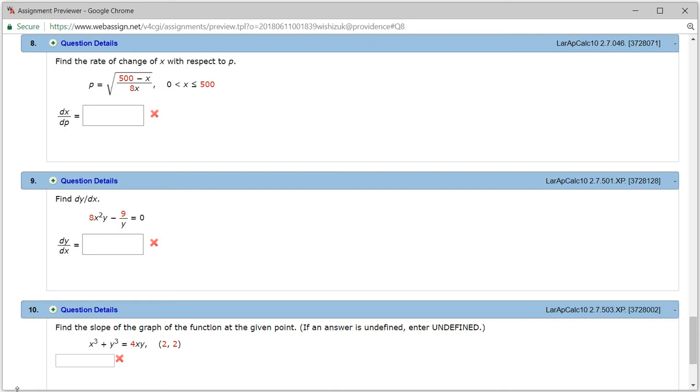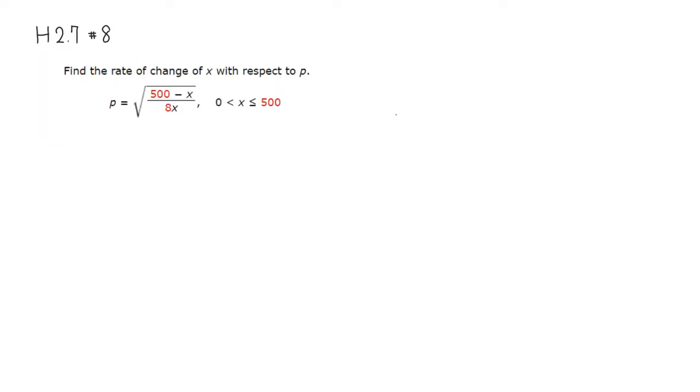Alright, let's look at homework 2.7, problem number 8. We want to find the rate of change of x with respect to p. So what we're looking for is dx over dp. Right, so we need to take the derivative with respect to p.